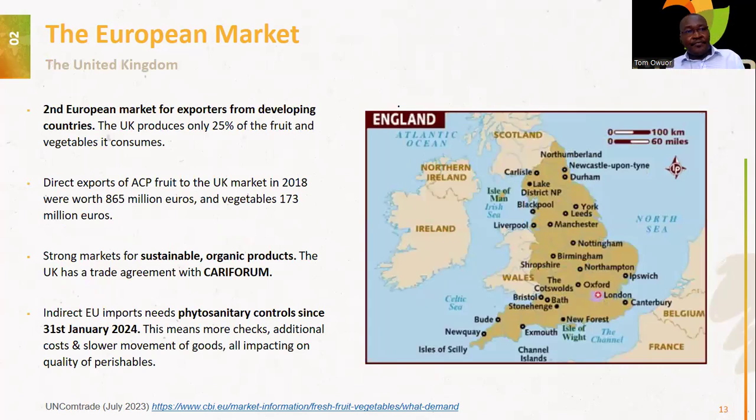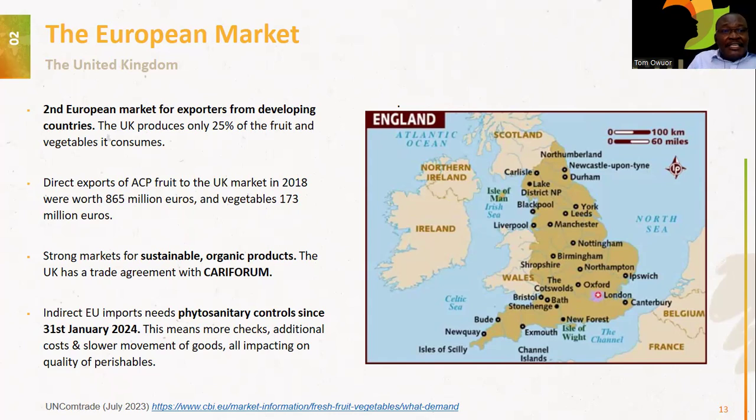Of course, now we are into the United Kingdom market. We have spoken about Germany being the largest market in Europe that consumes goods from ACP countries. We emphasize that the United Kingdom is the second European market for exporters from developing countries, because the UK produces only 25% of the fruit and vegetables it consumes, meaning that 75% of the fruits and vegetables come from outside of the United Kingdom. So this is another opportunity.